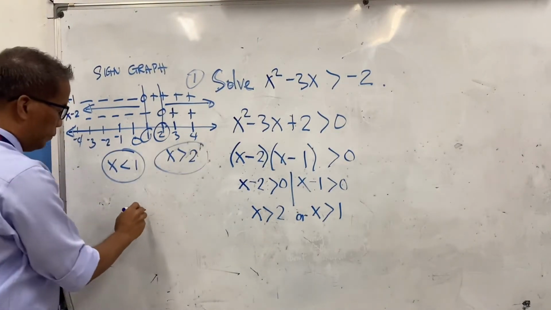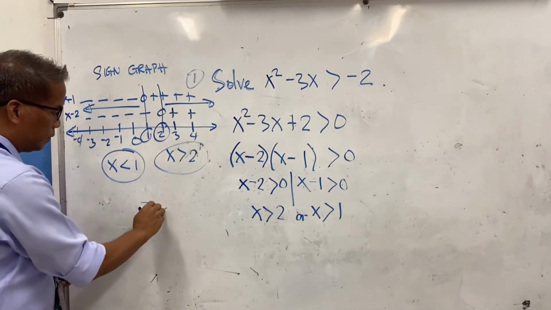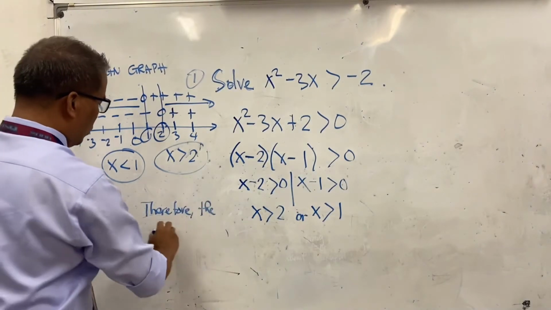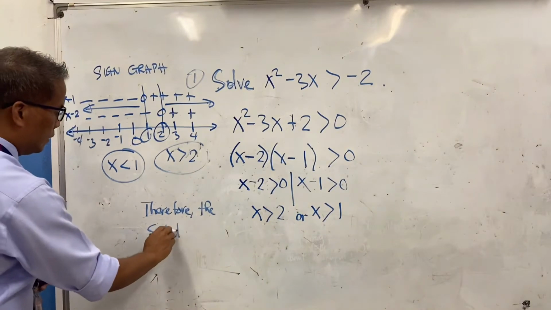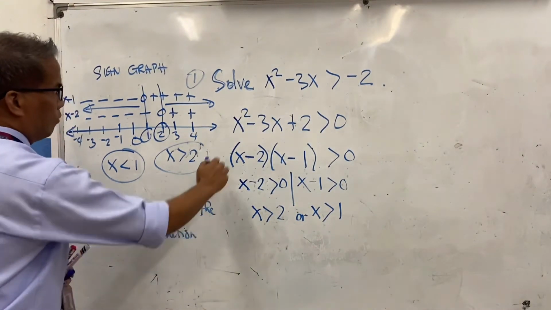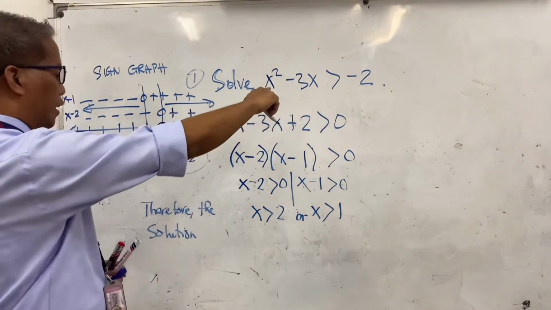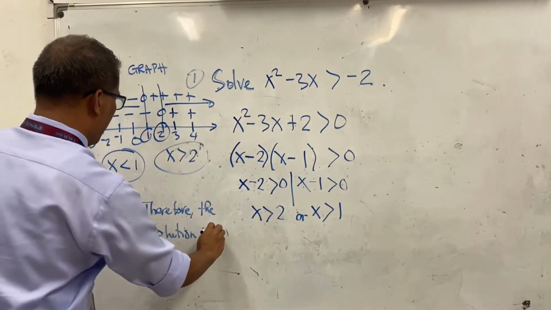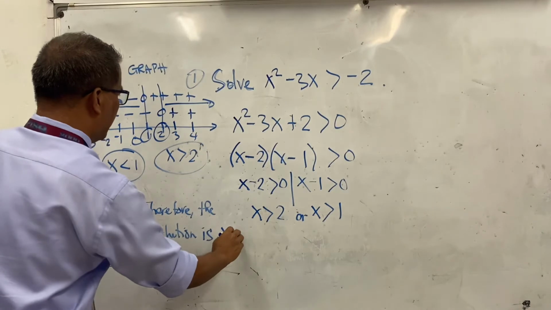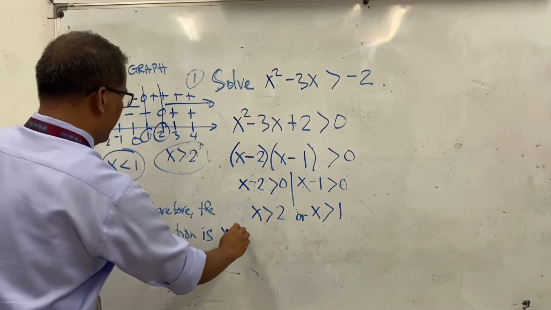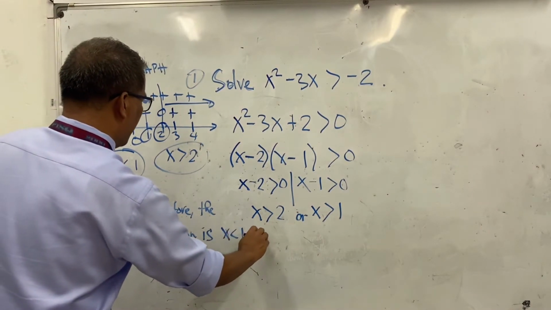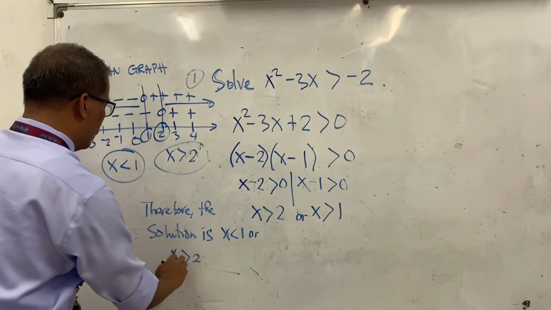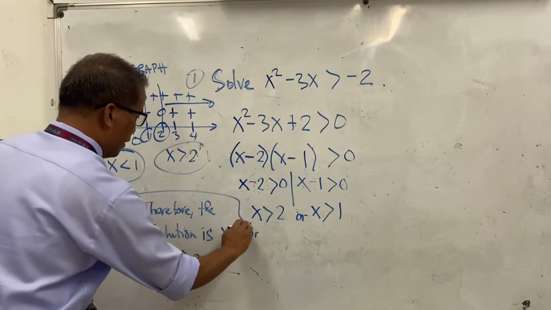So therefore, the solution of this quadratic inequality is x less than 1 or x greater than 2. So this will be the answer now.